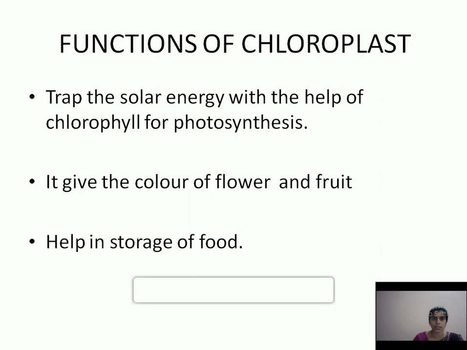So what is the function of this chloroplast? See the function of chloroplast. The chloroplast traps the solar energy with the help of chlorophyll for photosynthesis. Okay, it traps the sunlight, and it helps towards synthesizing food. The process is known as what? Photosynthesis. Okay, and it gives the color of flower and fruit. So this chloroplast gives the color of fruit, and you know that flowers have different colors. Fruits also have different colors, not the same color, because of what, this chloroplast.